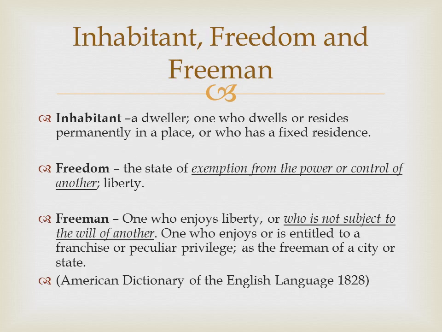Inhabitant, freedom, and free man. Notice those were the words bolded in that definition. Let's look at those definitions. Inhabitant: a dweller, one who dwells or resides permanently in a place or who has a fixed residence. Freedom: the state of exemption from the power or control of another. Liberty. Free man: one who enjoys liberty or who is not subject to the will of another, one who enjoys or is entitled to a franchise or peculiar privilege as the free man of a city or state. That's from the American Dictionary of the English Language, 1828.